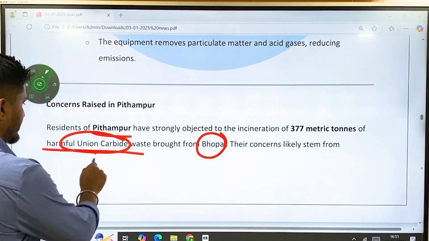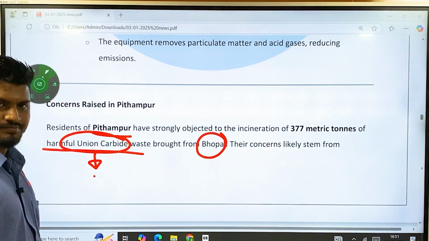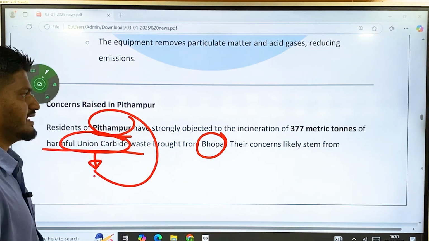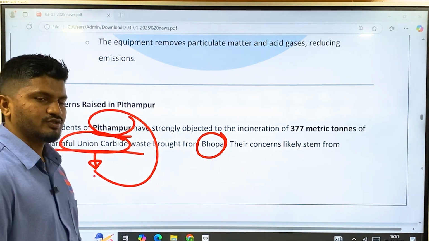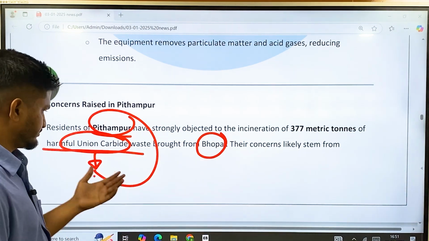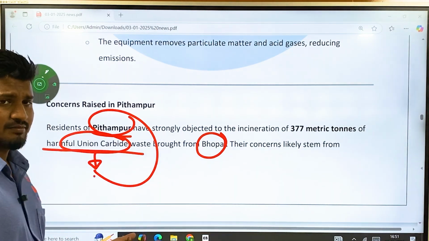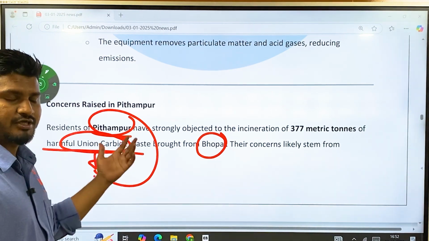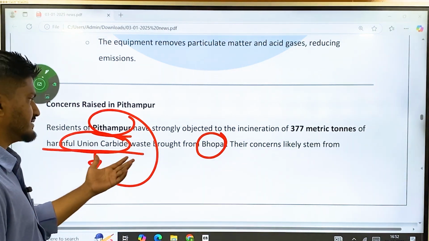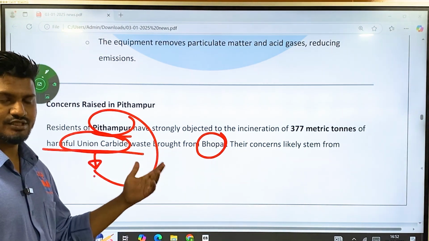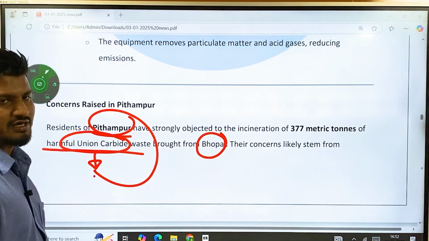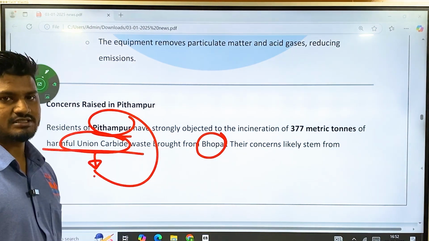So that Union Carbide harmful waste was taken to Pitampur village, which houses an incineration facility. But now the people of that particular village are against this initiative because they are hesitant about a leakage like the Union Carbide leak that happened in Bhopal previously.